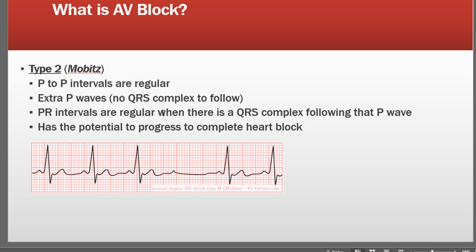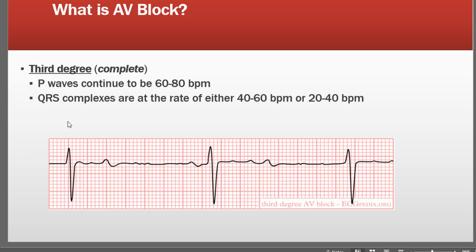Both of these have the chance to progress to a complete heart block. Bad news. Third degree, you can see here, very bad news. You're having multiple P waves without the QRS. It's just getting longer and longer and longer. This is a very slow rhythm. It's probably like 30 beats a minute or something, and so that's bad.